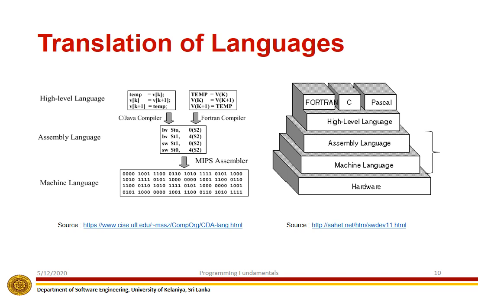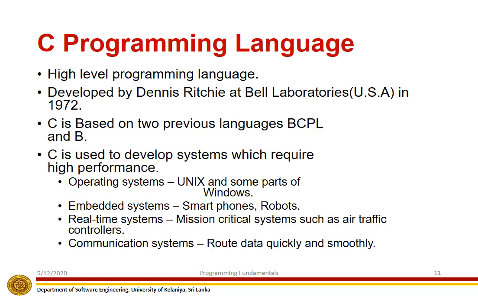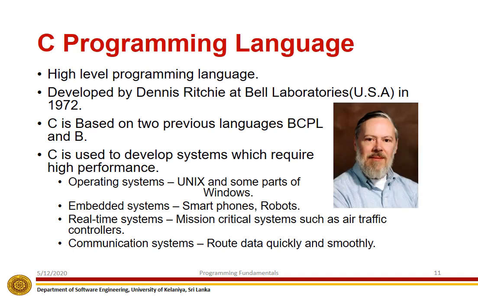Okay, now I think we have some basic knowledge about programming and the types of programming languages. Next, we will see the basics of the C programming language. C is a high-level programming language developed by Dennis Ritchie at Bell Laboratories in 1972. This is a picture of Dennis Ritchie. C is based on two previous languages, BCPL and B. BCPL means Basic Combined Programming Language. It is not used today. And B is also a programming language which was invented earlier at Bell Laboratories.